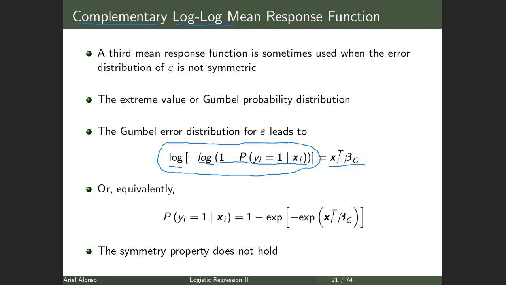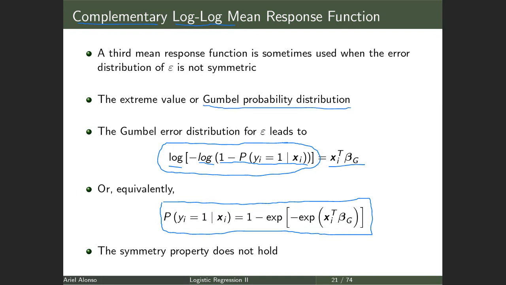What is the response function? Back transform. So here you have now the response function. This is the way to get now the probability based on your linear predictor. It's not anymore the logit function. It's not anymore the cumulative distribution of a standard normal distribution. It's something more complex. And this is the result of assuming a Gumbel probability distribution for the errors at the latent level.